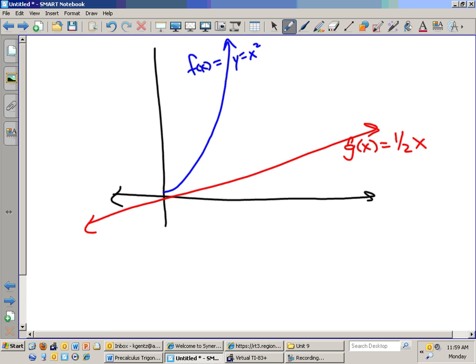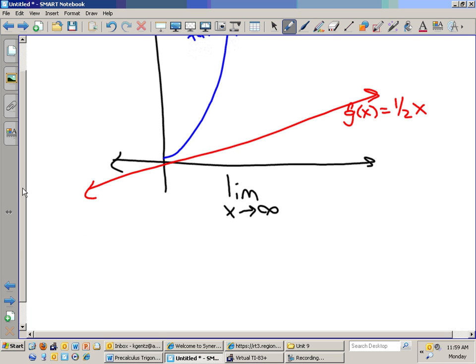If I were to take one divided by the other, namely the limit as x approaches, say, infinity, of the top function, which is x squared, divided by 1/2 x. As you look at that problem, what's this top function approaching as x approaches infinity? Infinity. What's the bottom function approaching? Infinity as well. They're both approaching infinity, so I have infinity over infinity.